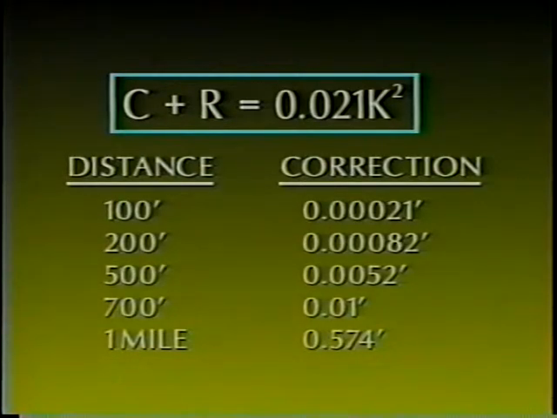C is equal to the curvature correction, R equals the refraction correction, and K is the distance in thousands of feet squared. An example for K would be that if the level line was 2,000 feet long, then K would be 2 squared, or equal to 4. Applying this correction to various sighting distances, we can calculate the combined effects of curvature and refraction. The table in your workbook shows correction values for various distances.